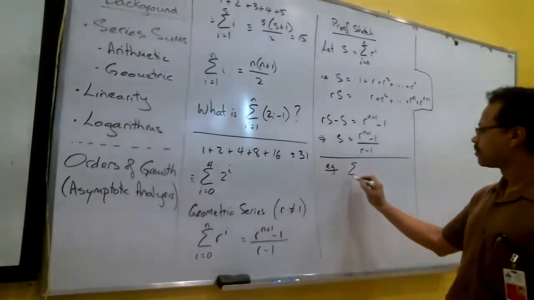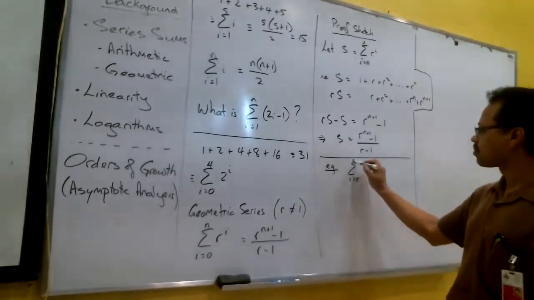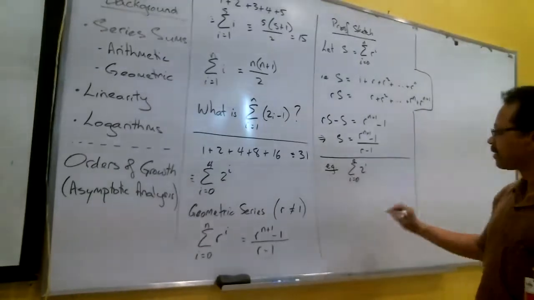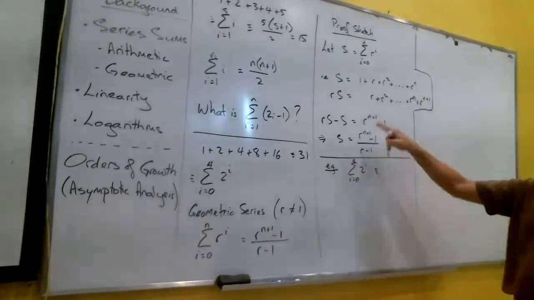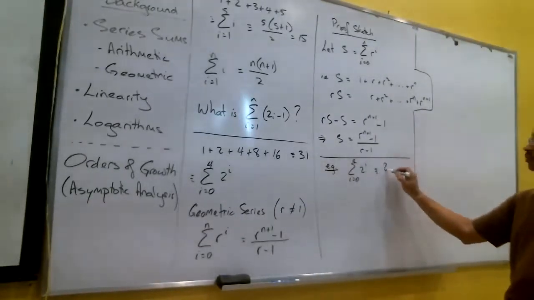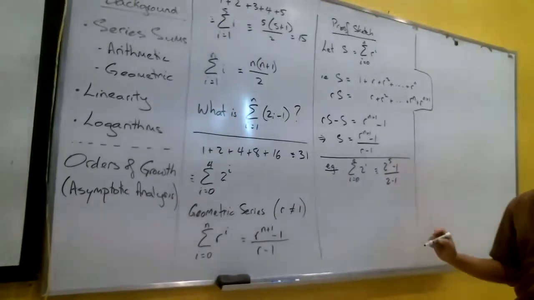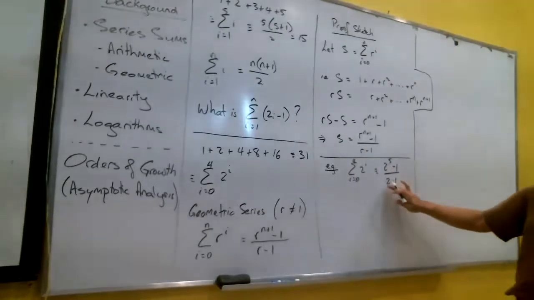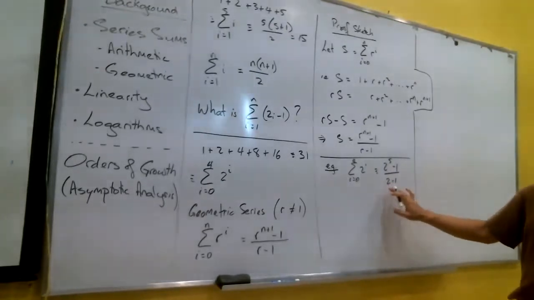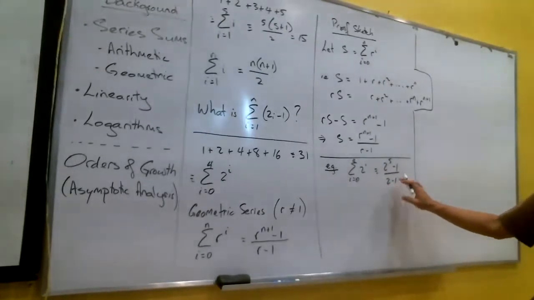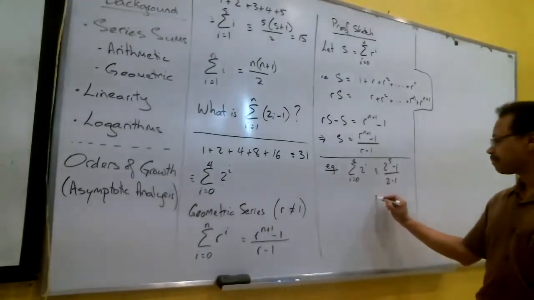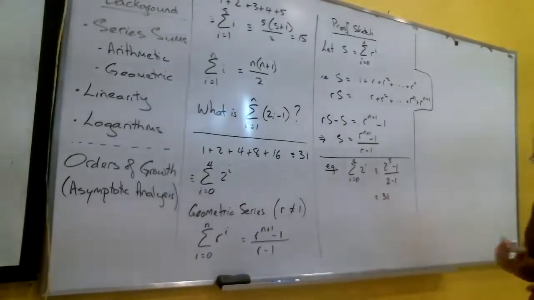The sum from i equals 0 to 4 of 2 to the i, according to this formula, would be 2 to the 5 minus 1 over 2 minus 1. You notice that when r is 2, 2 minus 1 is 1, so that denominator kind of goes away. Right?